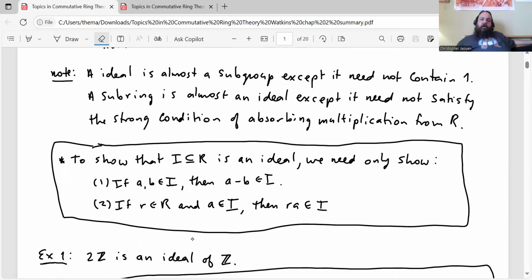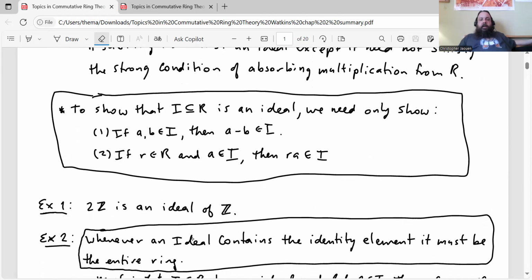Right, and now there's a nice way of showing that a subset of a ring is an ideal. There are two conditions only that you really have to look at, which I have listed here. Condition 1: if a, b are elements of I, then a minus b is in I. And 2: the ideal absorbs multiplication from the bigger ring. So if r is in R and a is in I, then ra is in I. Condition 1 guarantees that I is a group under addition, and then property 2 guarantees that I absorbs multiplication from the bigger ring.